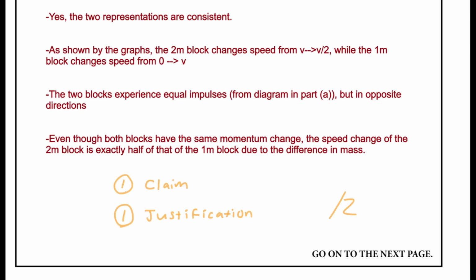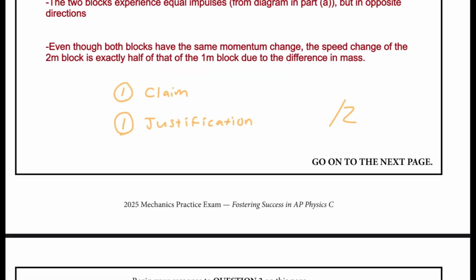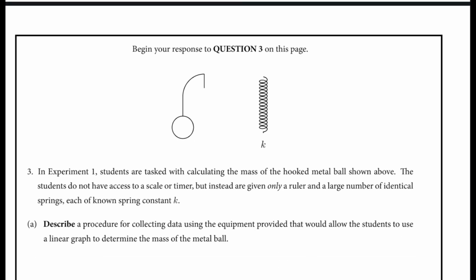All right. Now, on to the lab question. So, experiment 1, students are tasked with calculating the mass of a hooked metal ball that's shown above. The students do not have access to a scale or timer, but instead are given a ruler and a large number of identical springs whose spring constant you know. So first we'll describe a procedure for collecting data that you can use to calculate the mass of this ball.